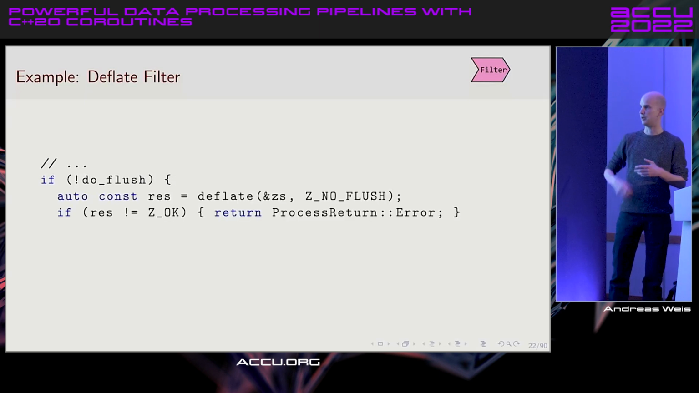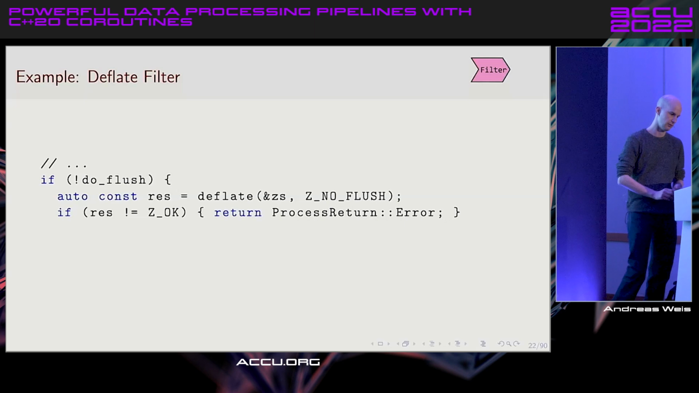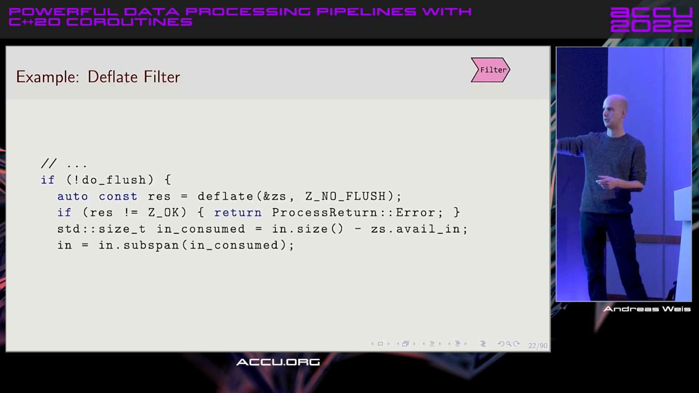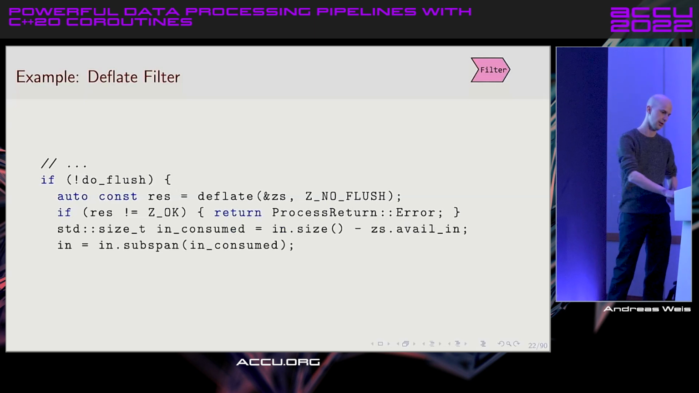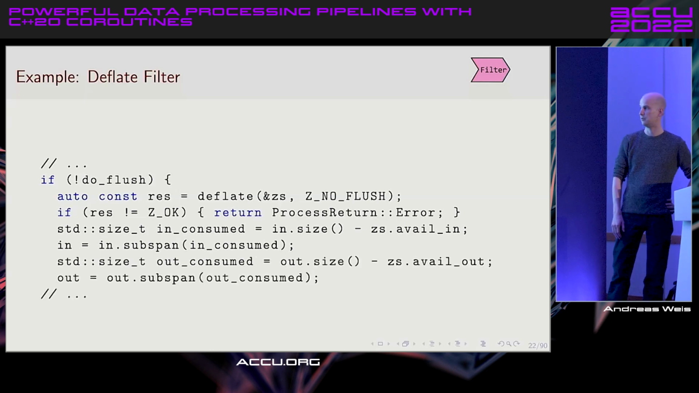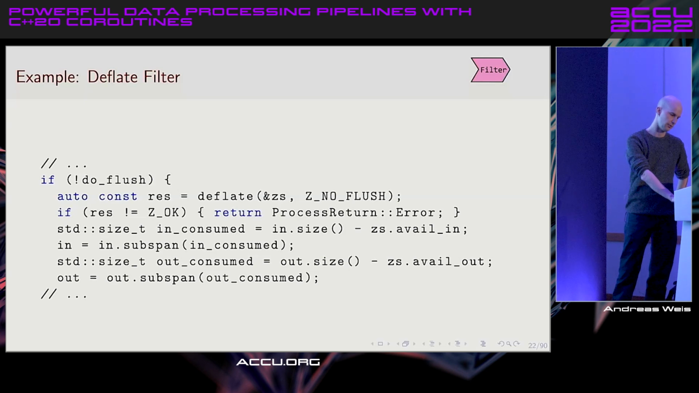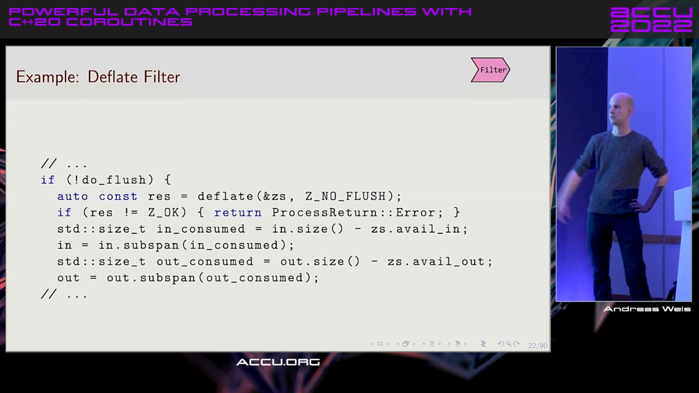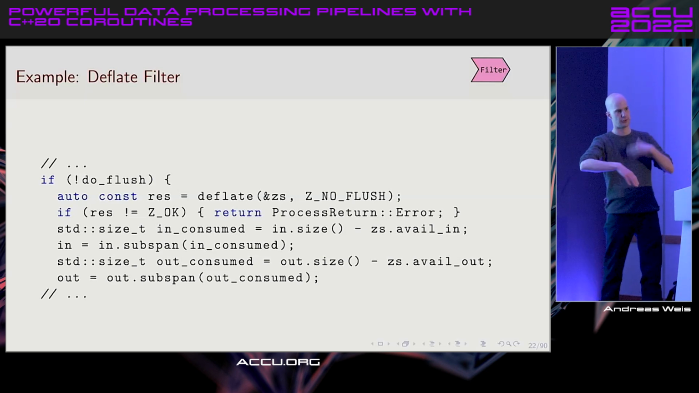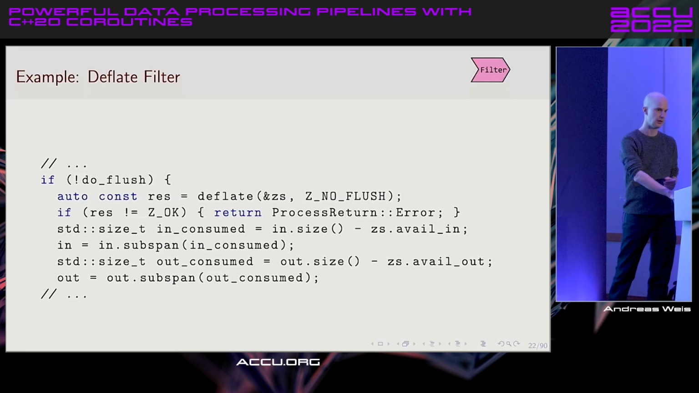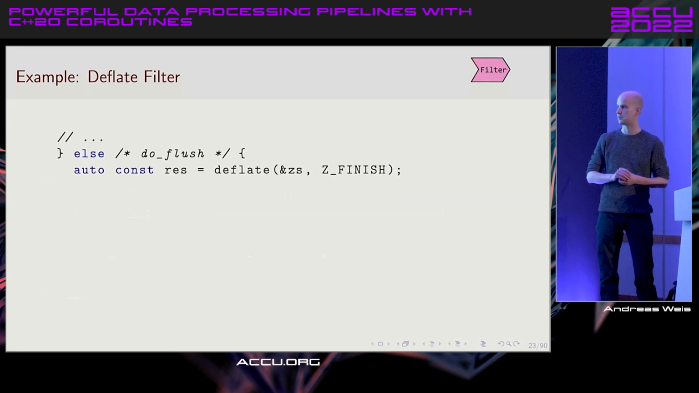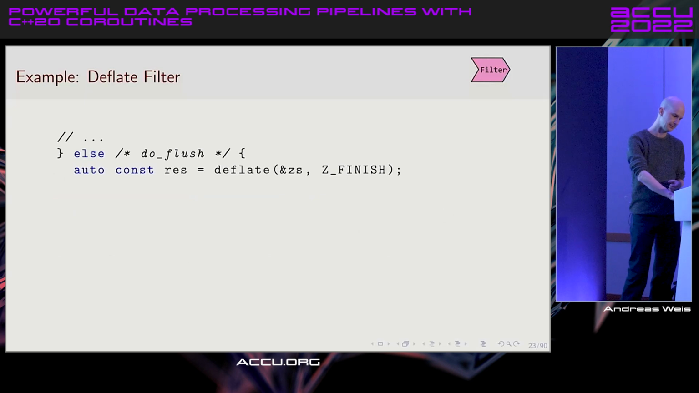Then if I'm not in the flush stage, I'm simply going to pump. So I call deflate. It will run until one of the buffers is empty. I'm going to check how much input was consumed and how much output was consumed. And I'm going to set the ranges so that my caller can inspect which buffers it needs to provide me with before the next call.